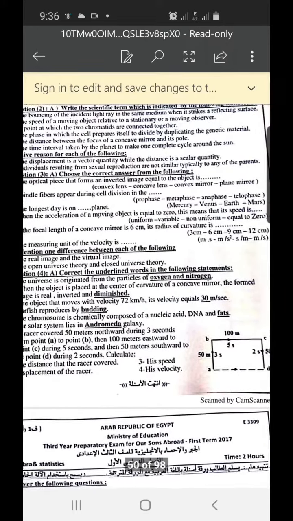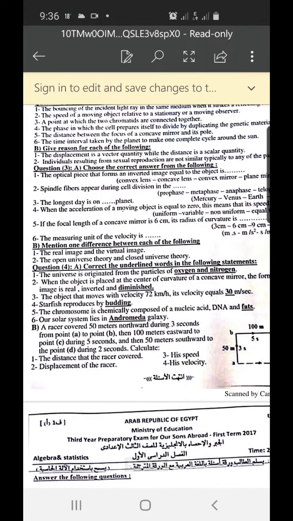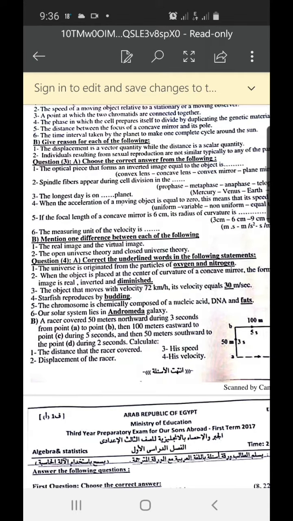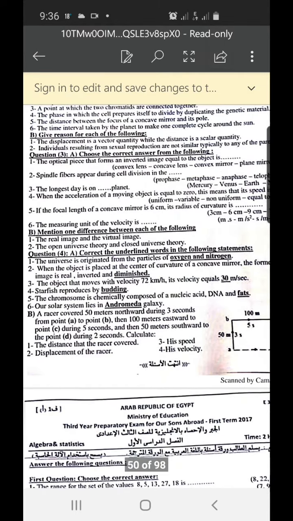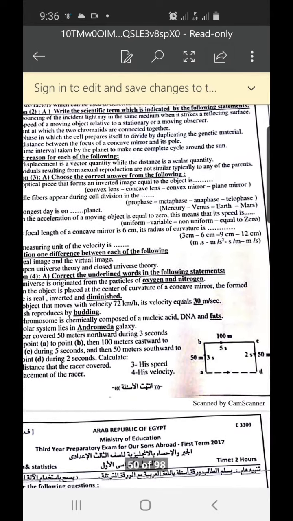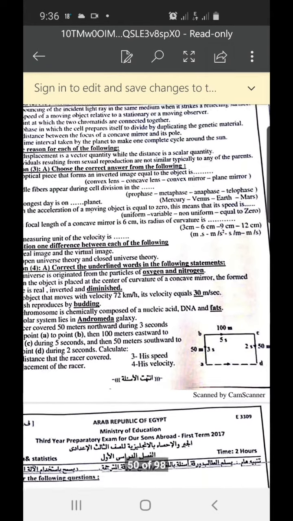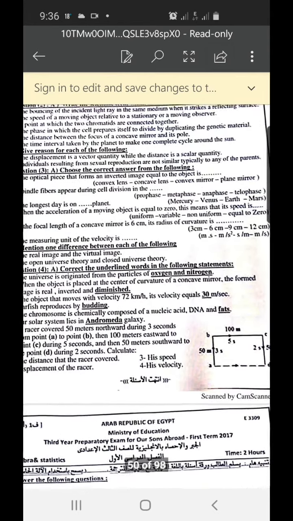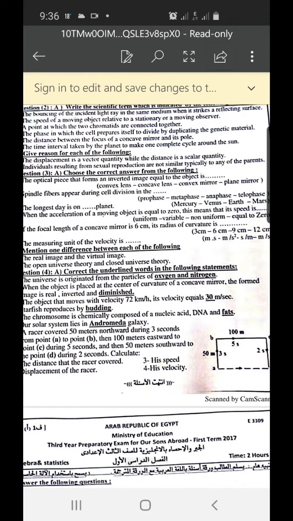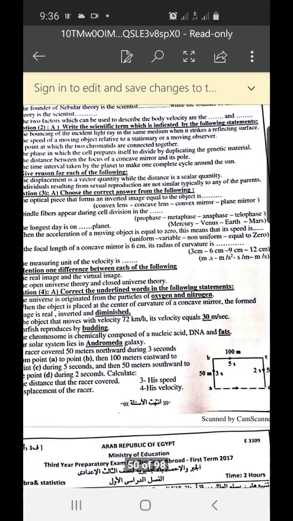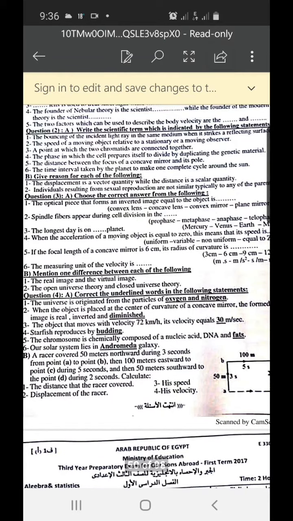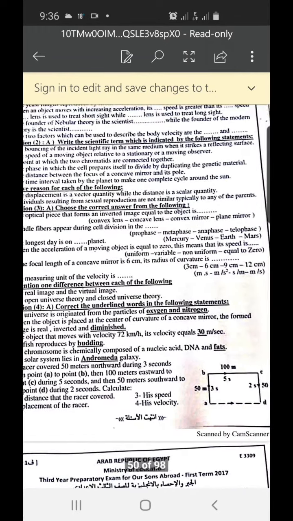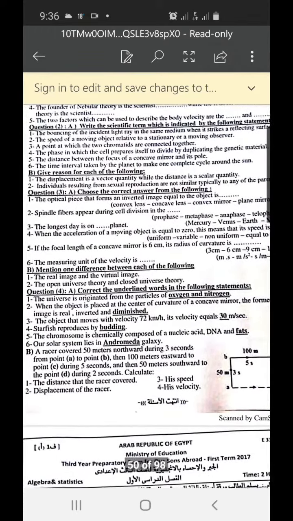But the answer is Mars. Number 4, when the acceleration of a moving object is equal to 0, this means that its speed is uniform, variable, non-uniform. The answer is uniform. When the acceleration of a moving object is equal to 0, this object moves by uniform speed.